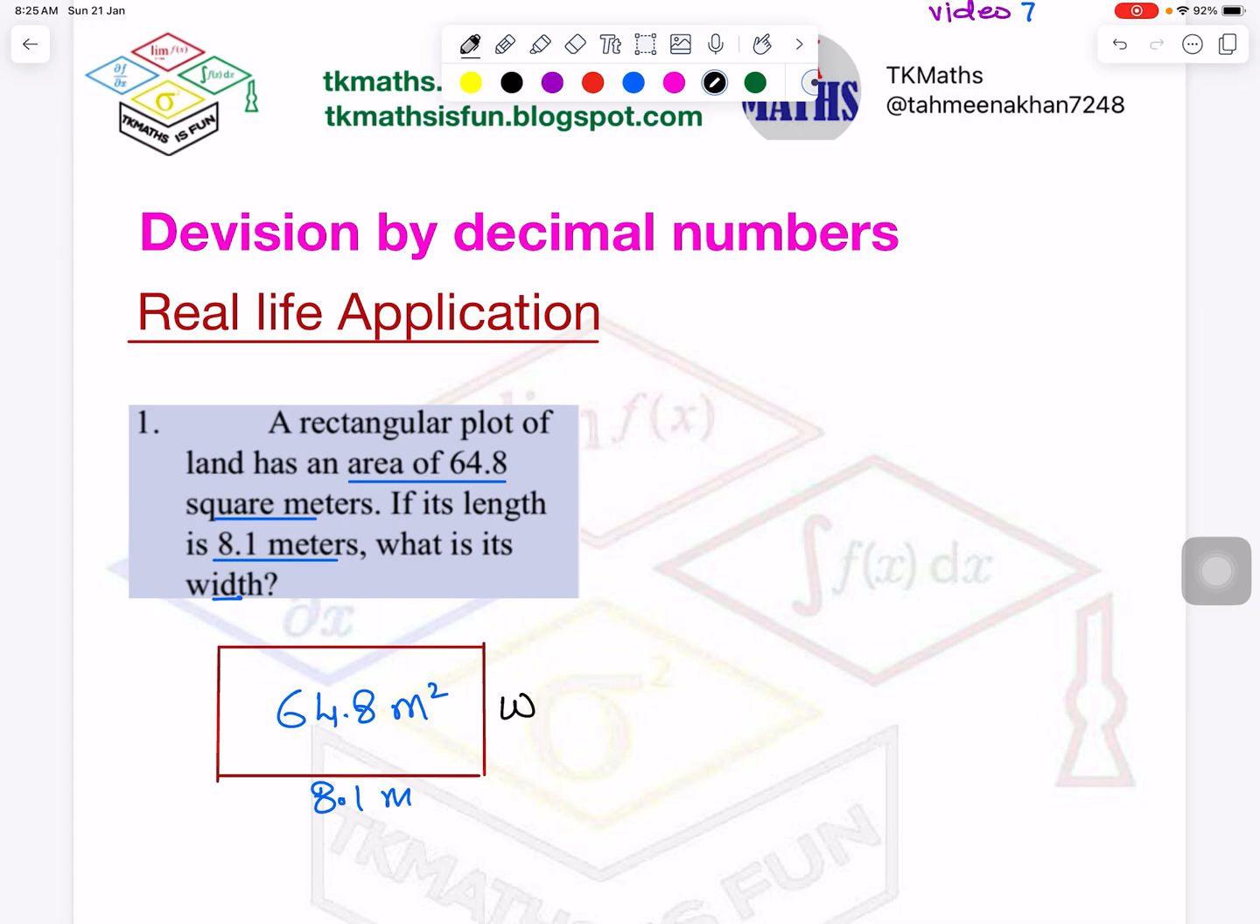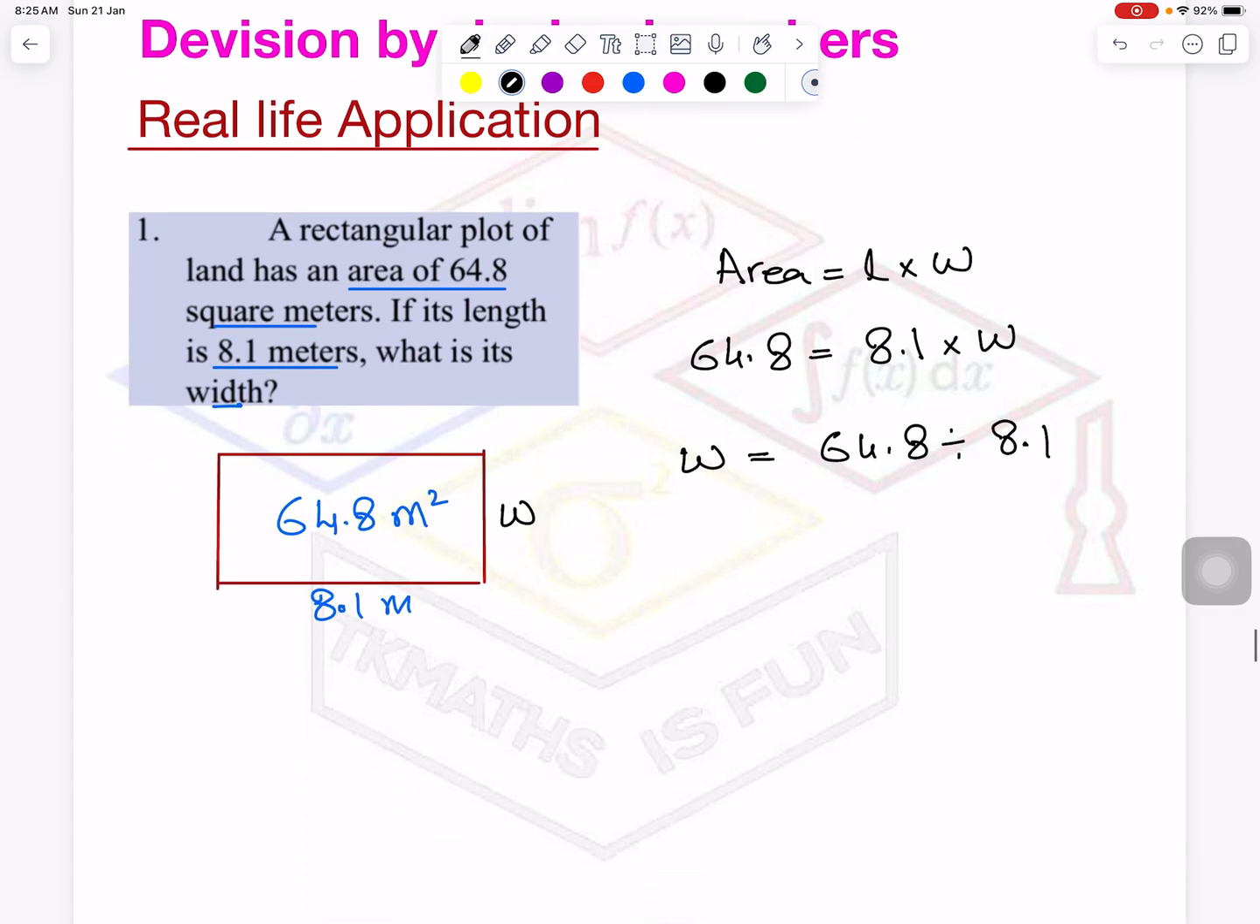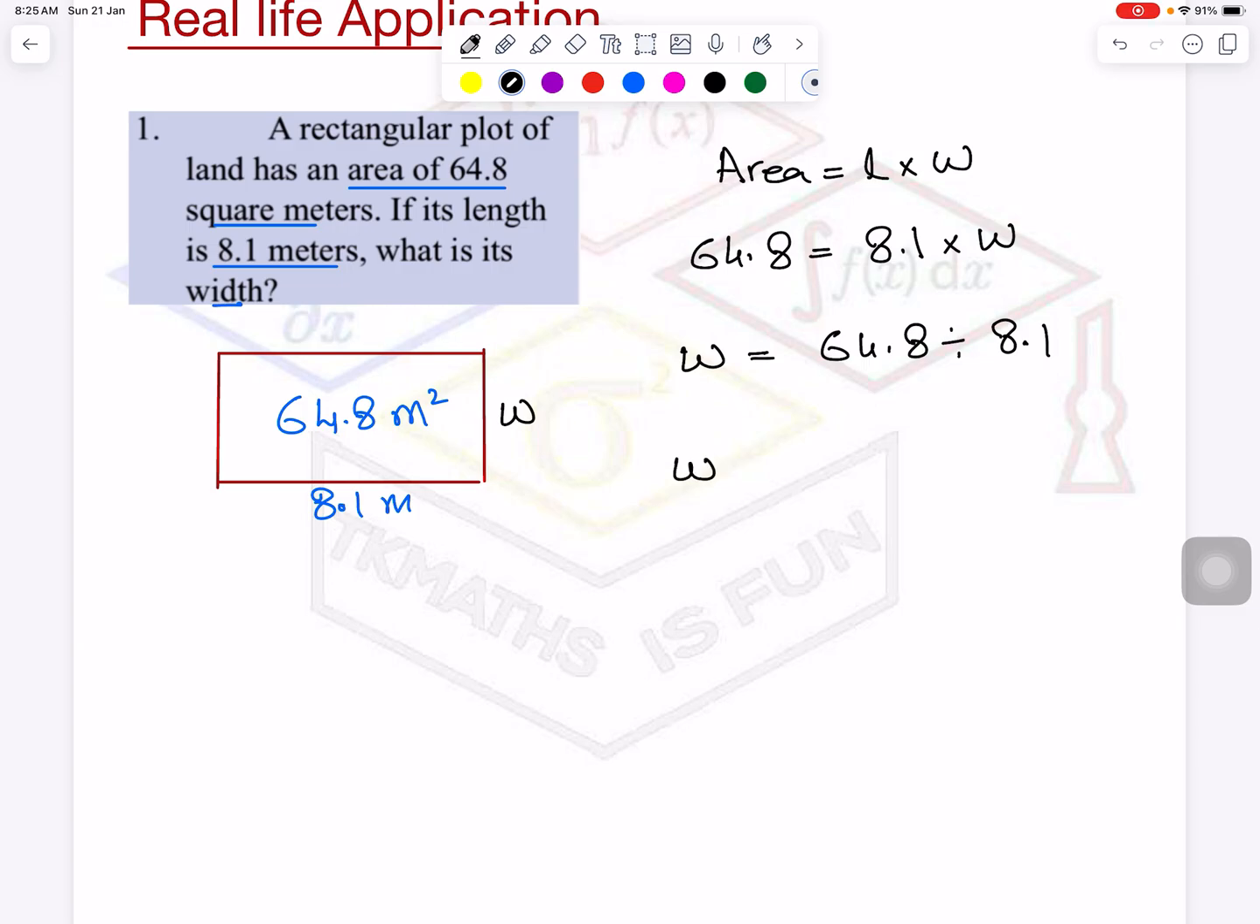So suppose this is what I have to find out, width. We know the formula for the area of a rectangle is what? Length into width, right? Area of a rectangle is length multiplied by width. And area was given to me 64.8. Length was given to me, but width I have to find out. How will I find the width? I think all of you understand. If you divide area by the length, then you can get the width. Agreed? So again, both are decimal numbers, and I don't know the table of decimal number.